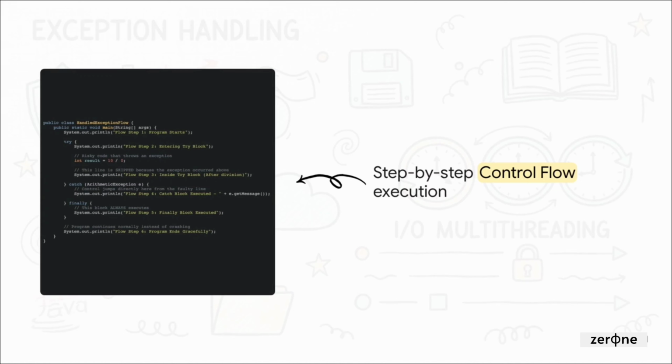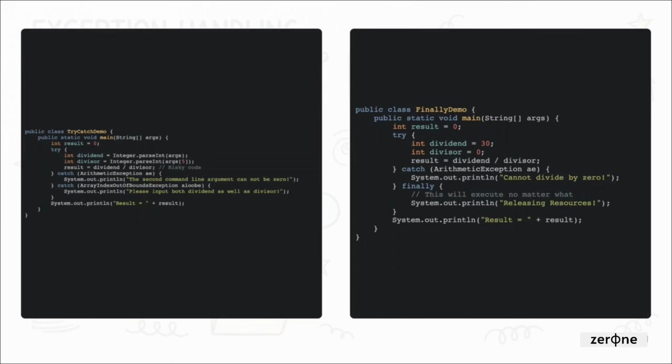It jumps straight down into the catch block to print an error message, and then it continues down to the finally block. It completely abandons the rest of the original try block. Let's look a bit closer at these first 3 keywords. Think of the try block as your safety net. We suspect a specific chunk of code might fail, so we wrap it up securely in a try block.